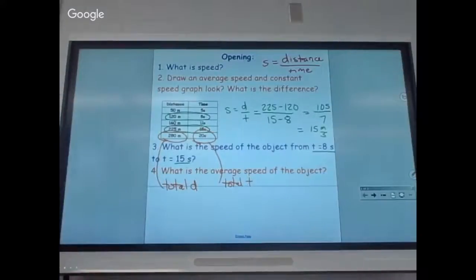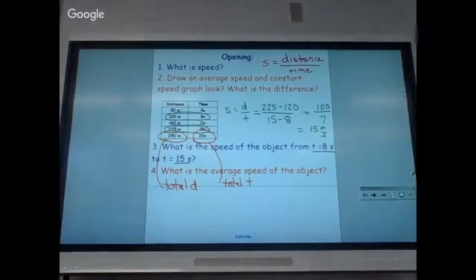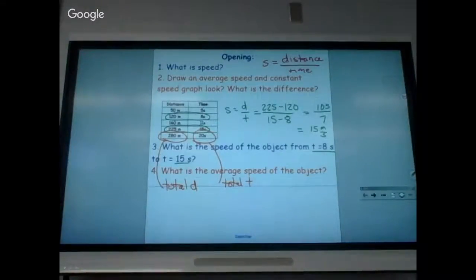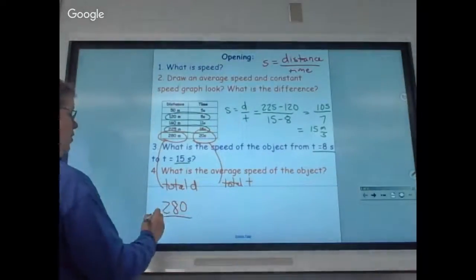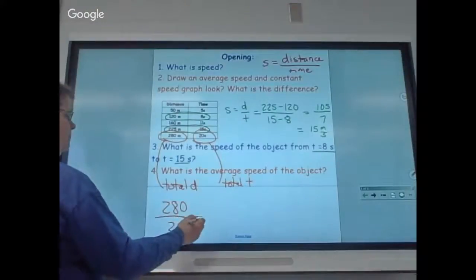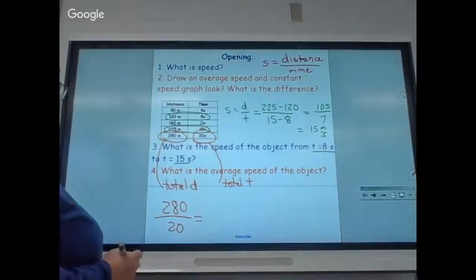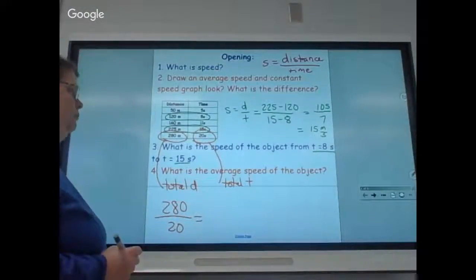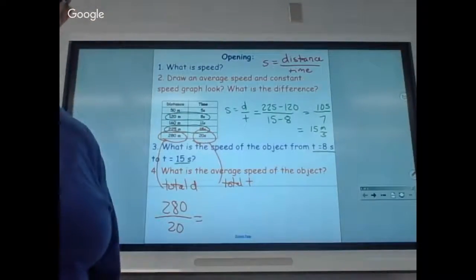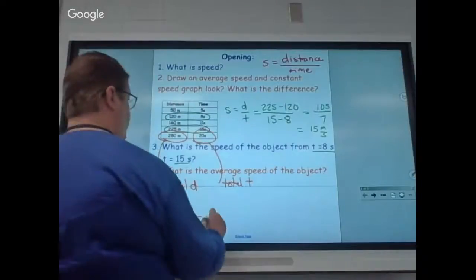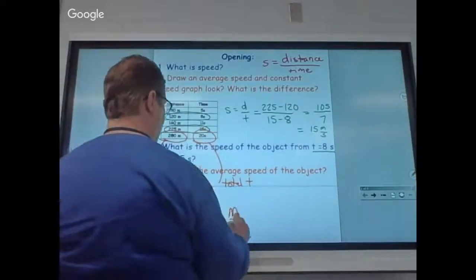I had several people who added up both columns. You don't have to add them up, okay? So the total distance is 280. And the total time is 20. So 280 divided by 20, what is that? 14. So 14 meters per second.